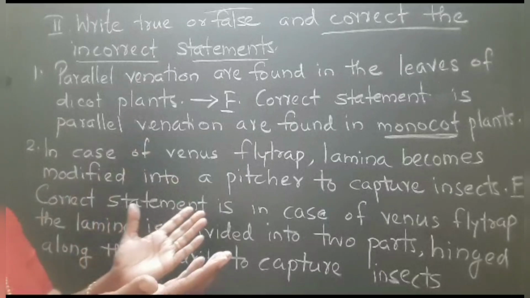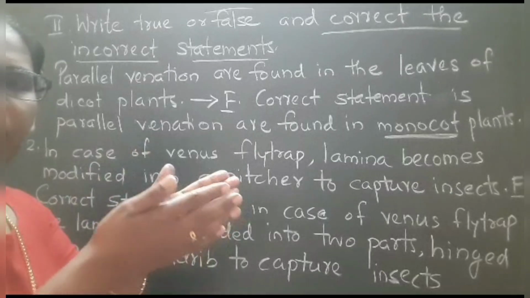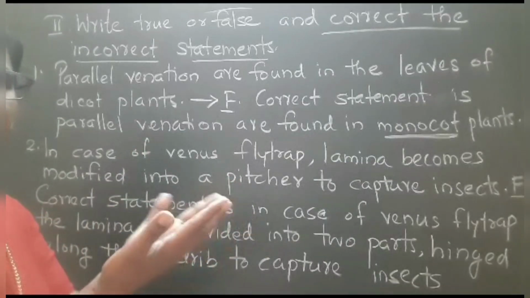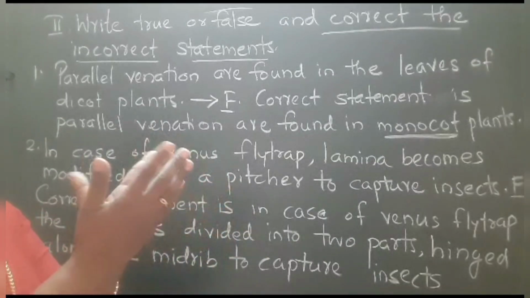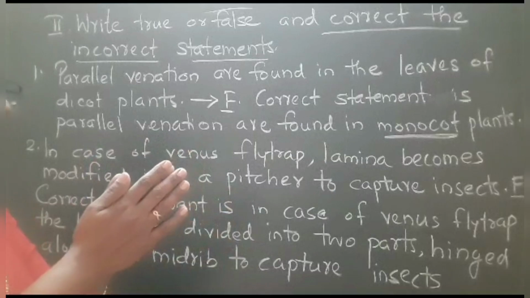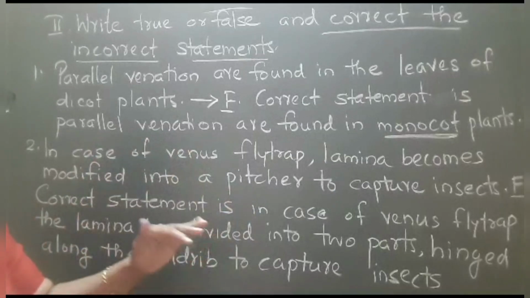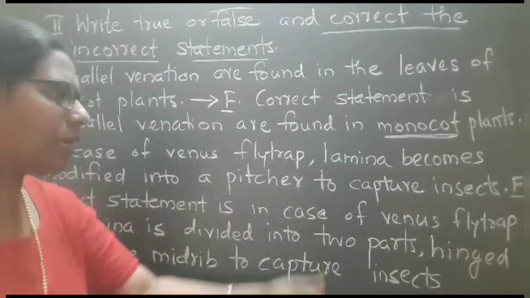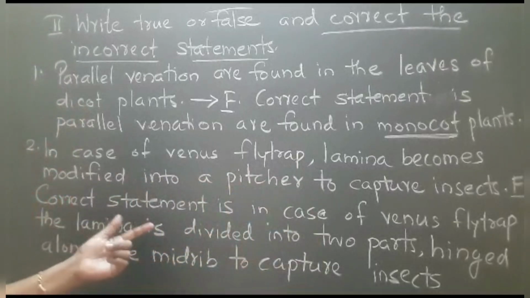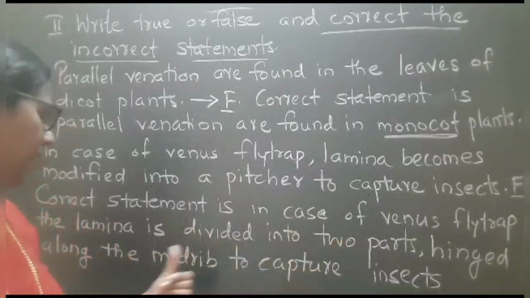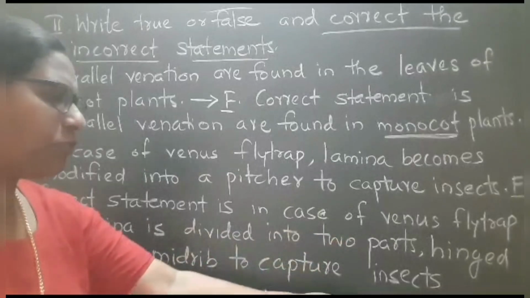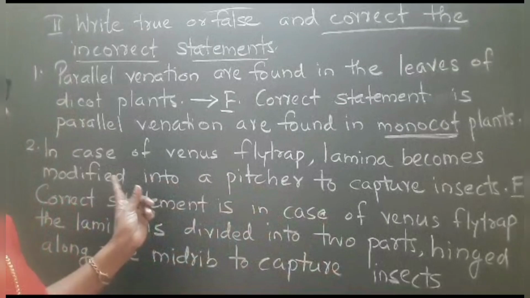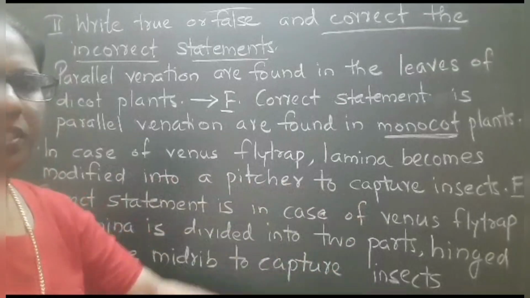When the insects come, it closes. The lamina divided into 2 parts, both the parts will close and then the insects will be digested inside the lamina, and that is how the Venus flytrap plant grows. Okay, that we already learned. In case of Venus flytrap, the lamina divides into 2 parts hinged along the midrib to capture insects, not modified into a pitcher to capture insects.